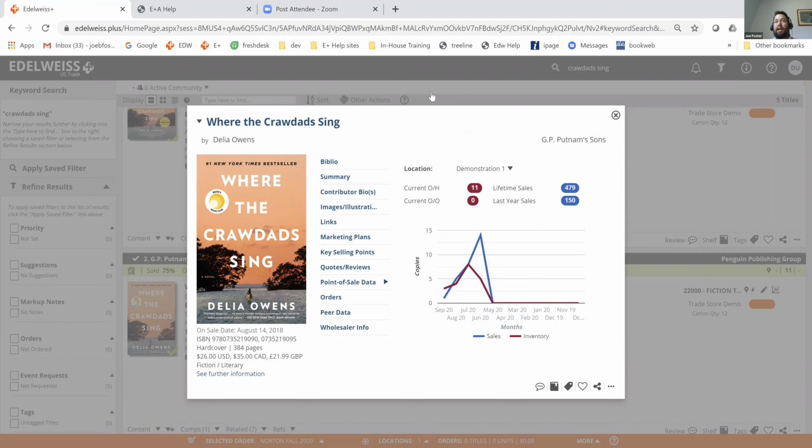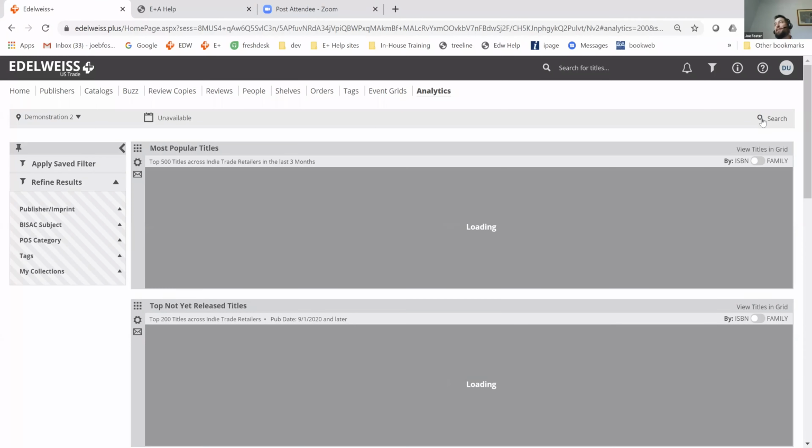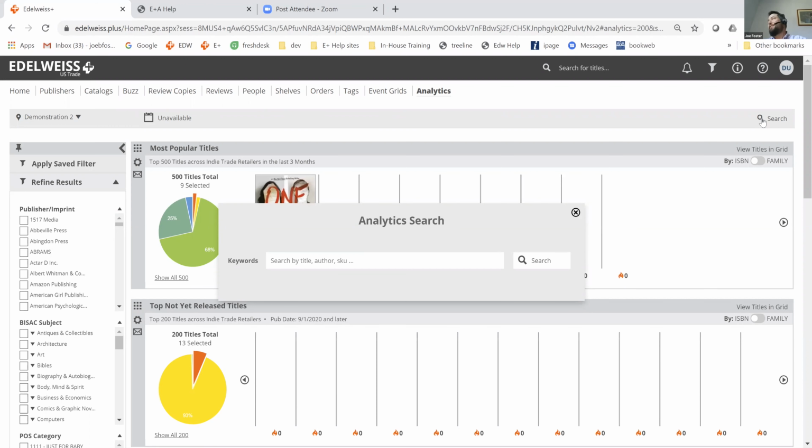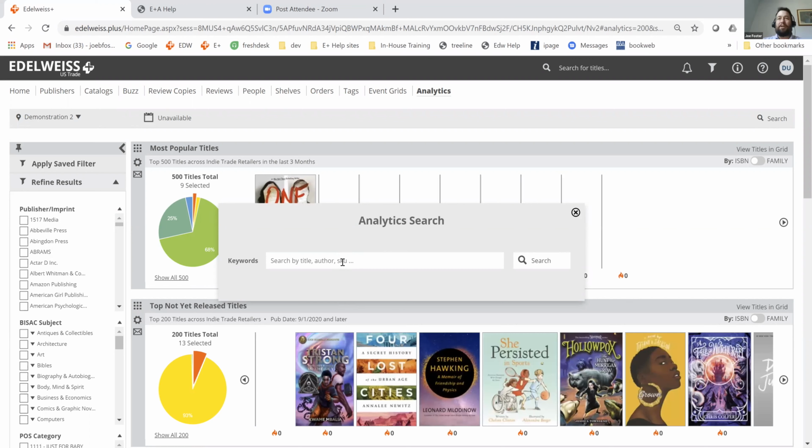And also within the analytics page, you can find more of an analytics search, which actually searches, rather than the Edelweiss database, the analytics database, which are different because of those unique items that aren't going to be cataloged elsewhere. But you can search in here as well.